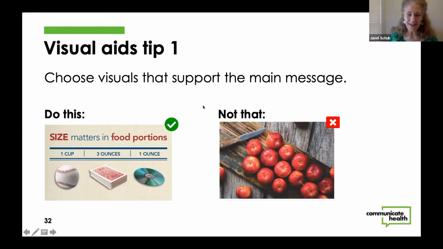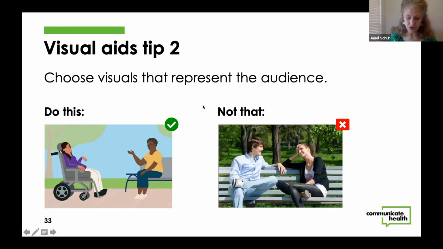So let me go ahead and move on to tip number 2. In this case, it's about choosing a visual that represents the audience. And this is really important because we all know people tend to pay attention to information that seems relevant to them. And one way to do that is to depict your audience in the health materials. So it can be a really good idea to do that.